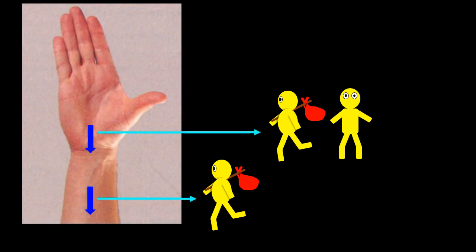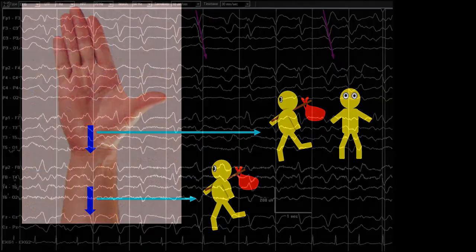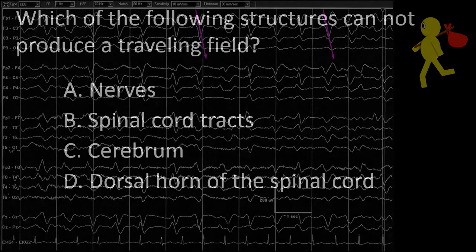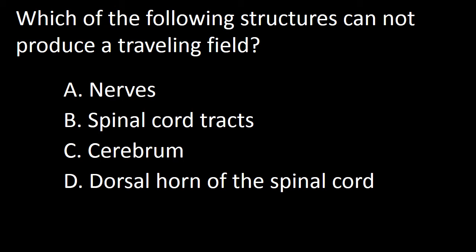Median nerve finger stimulation produces a traveling and a stationary field as the nerve goes from the hand to the forearm. Once in the distal forearm, it produces only a traveling field. Some authors believe that the anterior to posterior lag seen in some triphasic waves indicates a traveling field in the brain, and therefore they consider that a traveling field can occur in the brain. So the answer to this question is D.